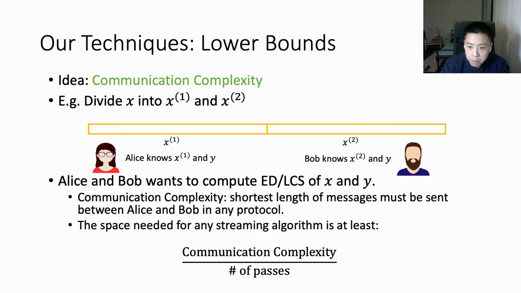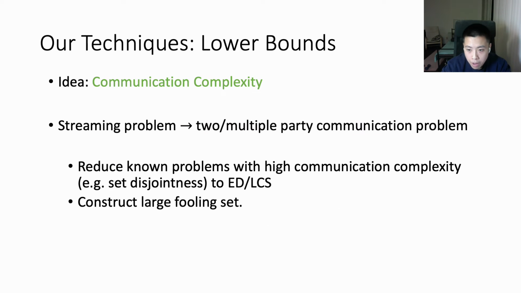either randomized or deterministic. We can think of the information in the memory as a message Alice sent to Bob. Thus, the space needed for any streaming algorithm is at least the communication complexity divided by the number of passes of x. After transforming the streaming computation problem into a two-party or multi-party communication problem, we can obtain a space lower bound by either reducing known problems with high communication complexity to edit distance or LCS, for example, the set disjointness problem, or we can construct a large fooling set.